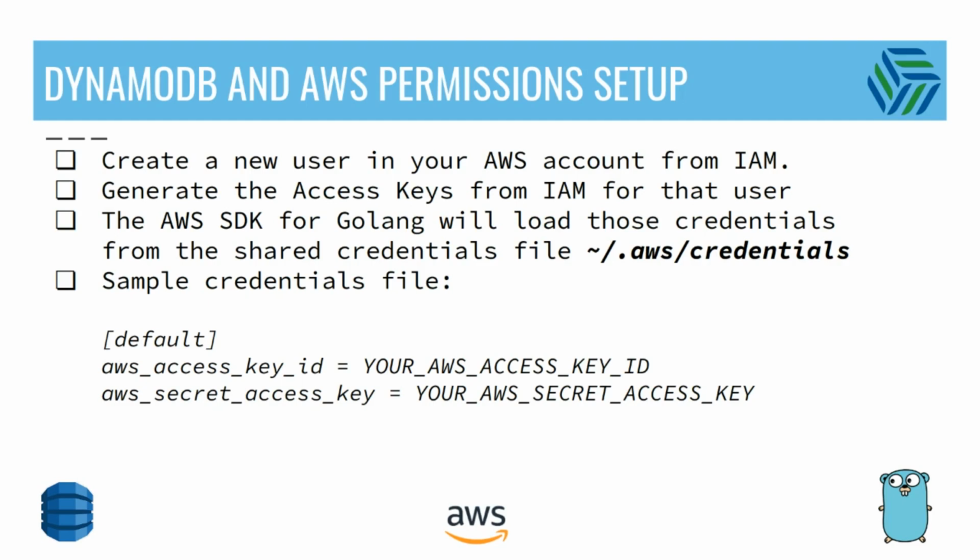So first, we need to create a new user in our AWS account from IAM. IAM is where you set up all the permissions, the users, the groups, and the policies. You need to generate the access keys for that user. The AWS SDK for Golang will load those credentials from the credentials file. And here is an example of a credentials file that includes the access key ID and the secret access key.